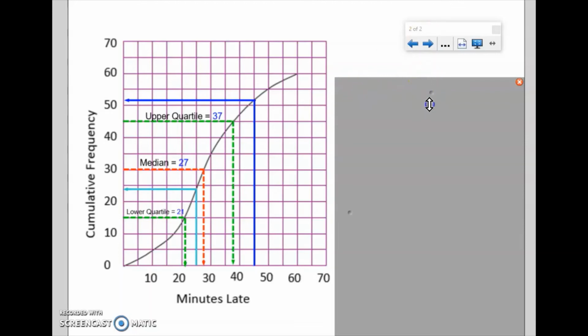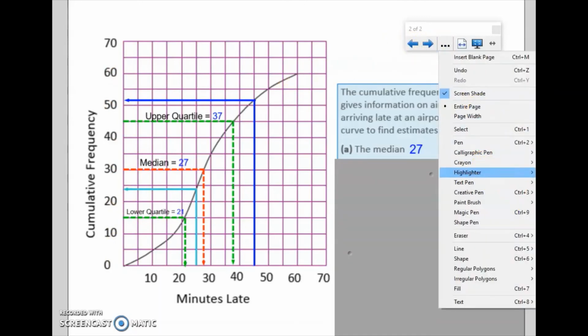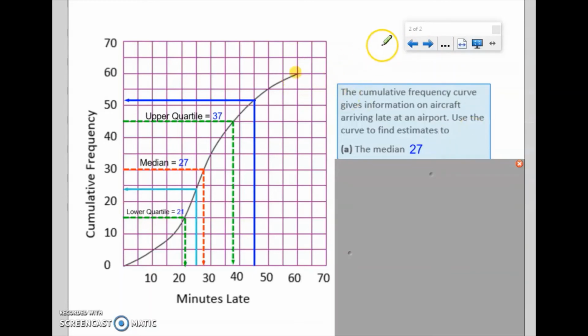So for example, the first question asked us to find the median. I knew there was 60 bits of data in this question. I knew that because the cumulative frequency curve stopped up here at 60. So this point here was the top of the cumulative frequency curve, which told me that I had 60 bits of data. Therefore, my midpoint would have been halfway through the data at 30, which is why I read along using this red dotted line until I hit my curve and read down. So my median is 27.